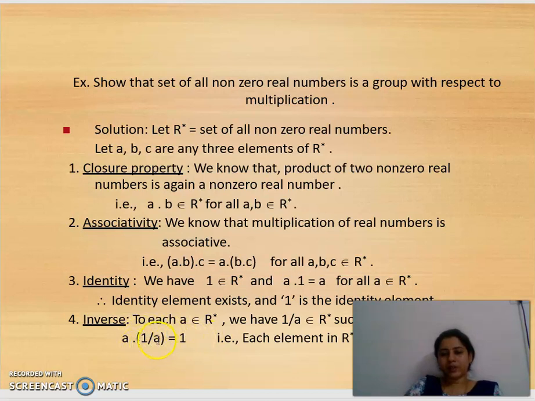Here 1 by A also must belong to the given set, that means the real number set. So if A is from the real number set, then 1 by A also belongs to the real number set, and multiplication of these two results in the identity element. So for each element in the real number set under multiplication, an inverse element also exists. It means this structure satisfies the closure, associative, identity and inverse properties. So it is a group.